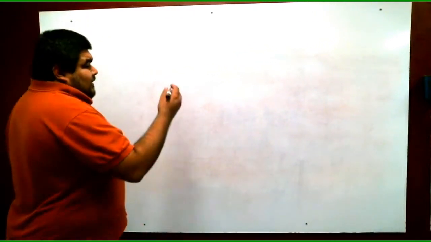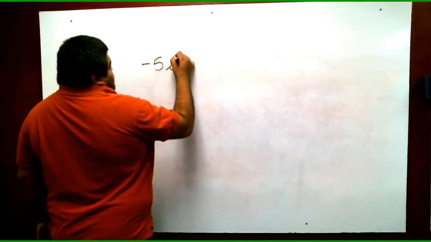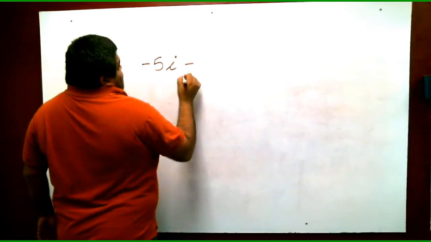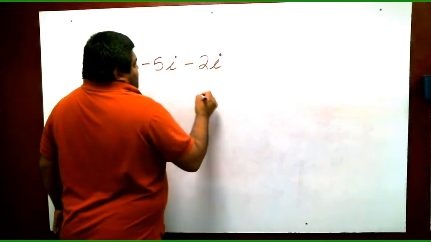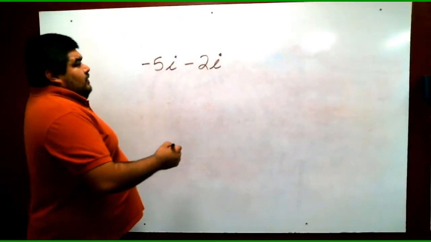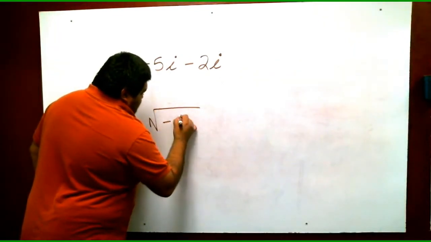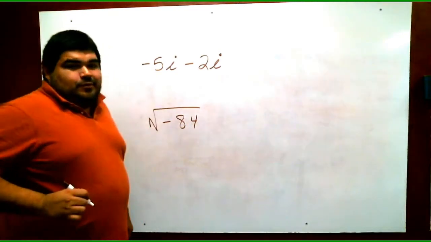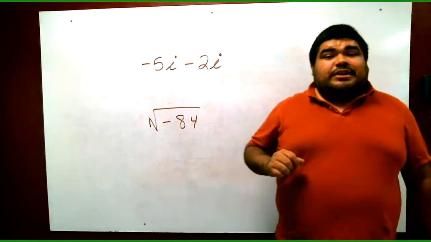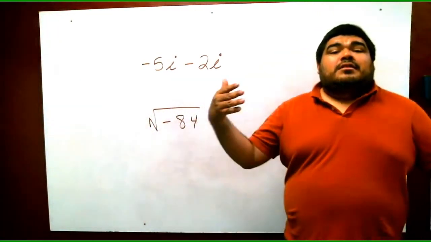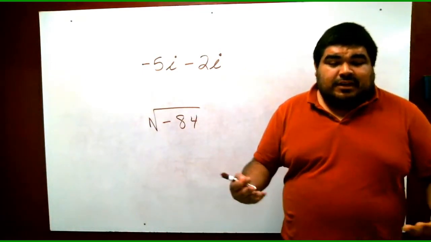Your assignment for today is negative 5i minus 2i. Okay? That is the first one. Your second one is radical of negative 84. Keep in mind, I chose one of each. This way you have a little practice of the i squared and then the negative into an i. Try to say.